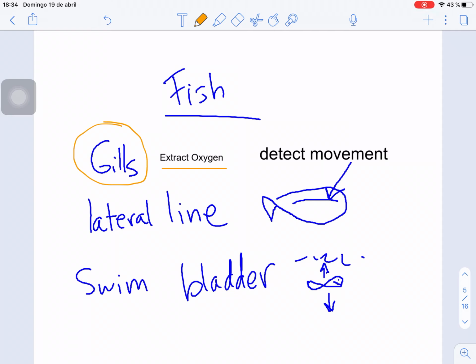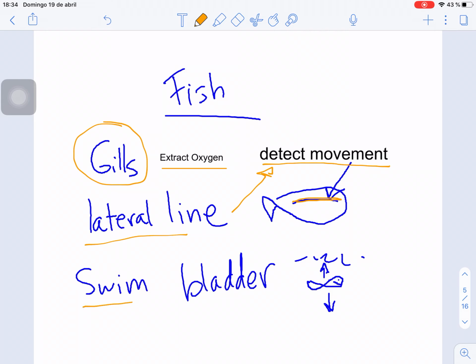Another interesting organ, and an adaptation, is the lateral line. The purpose it serves is to detect movement. Imagine, it's like a radar, and the fish can detect any movement of the water when another fish comes closer. So it's very useful, especially when you have a lot of predators.